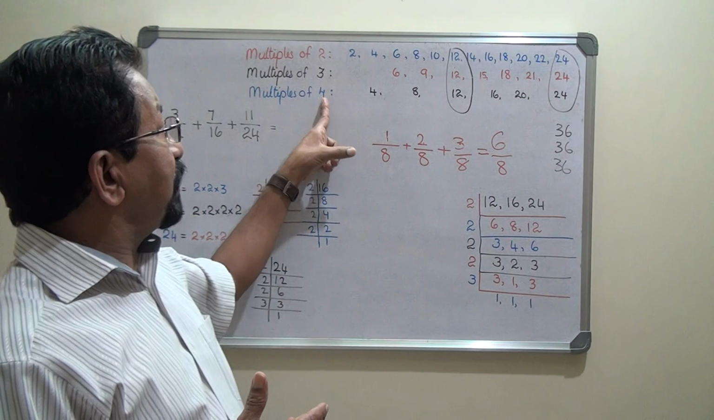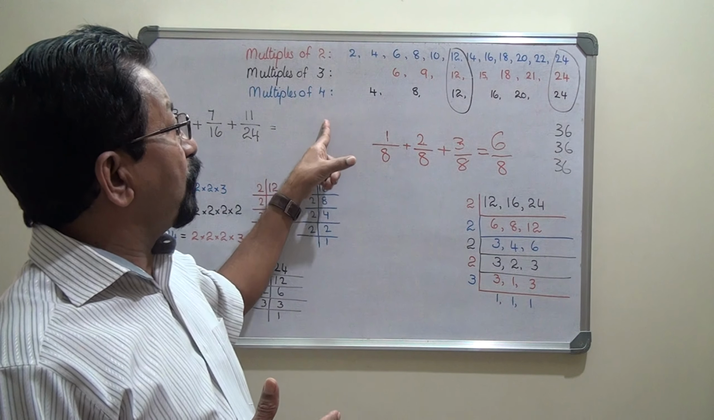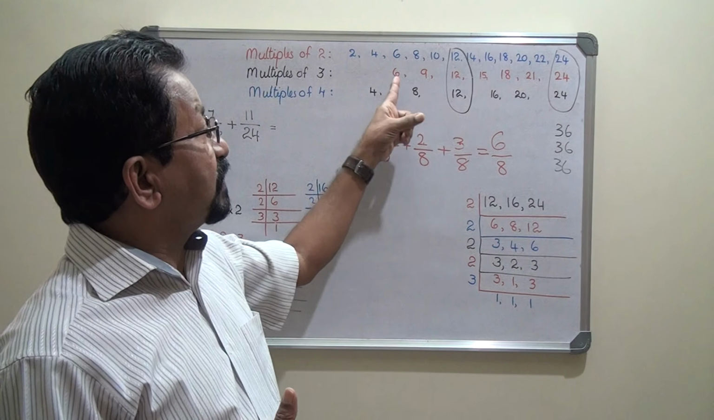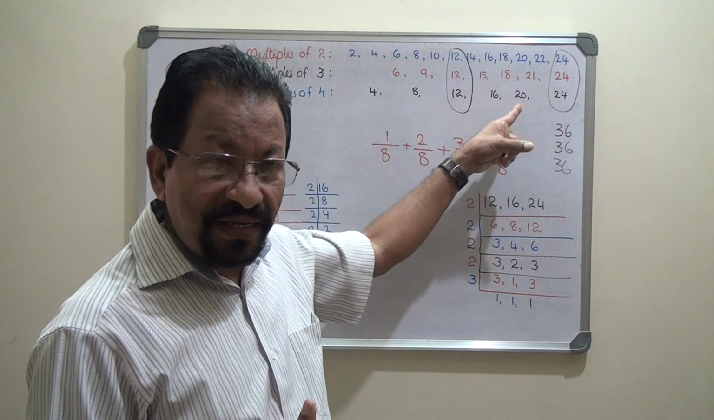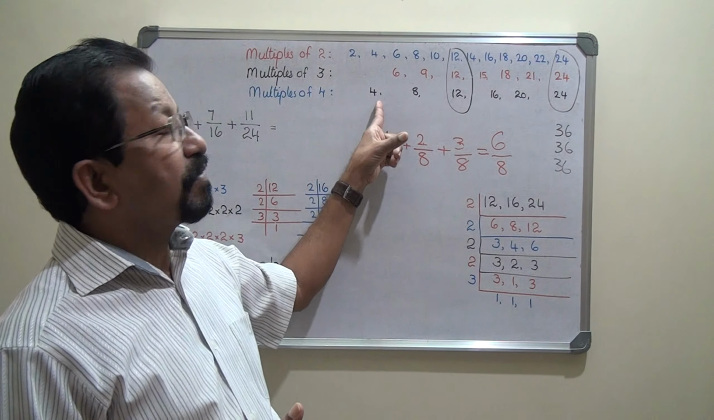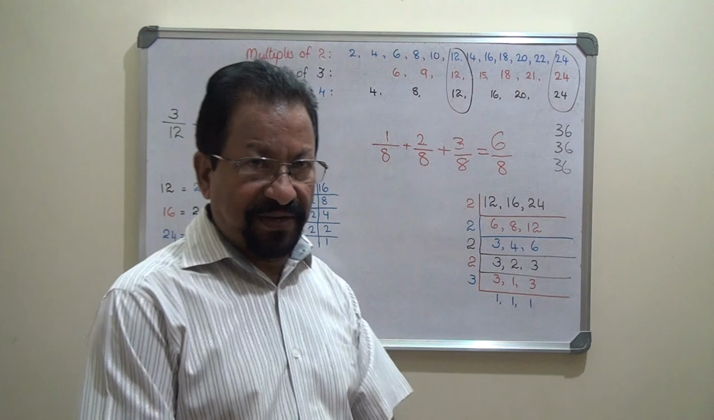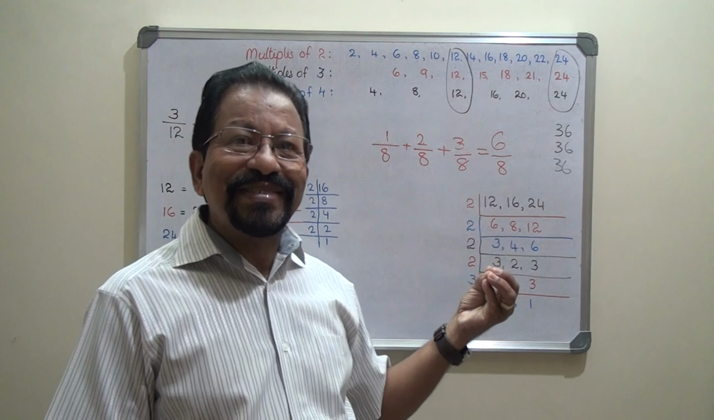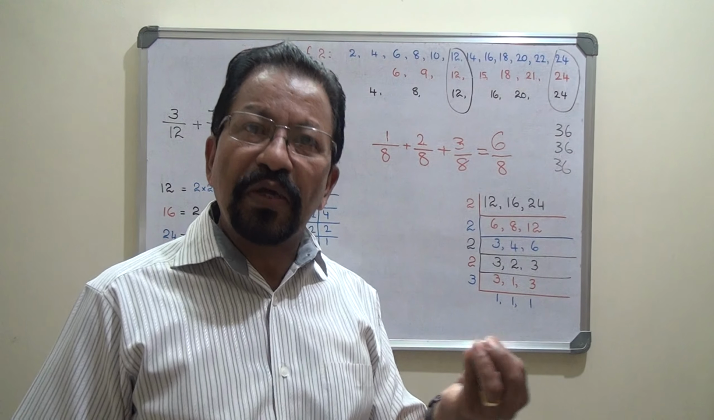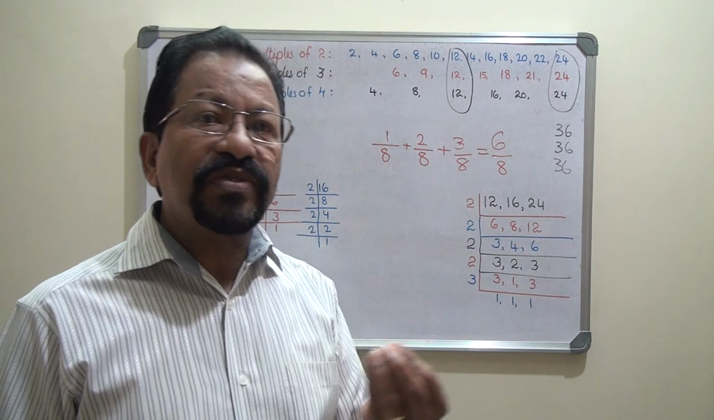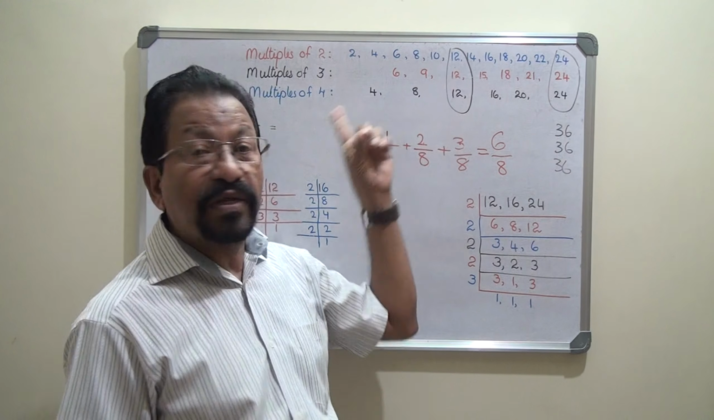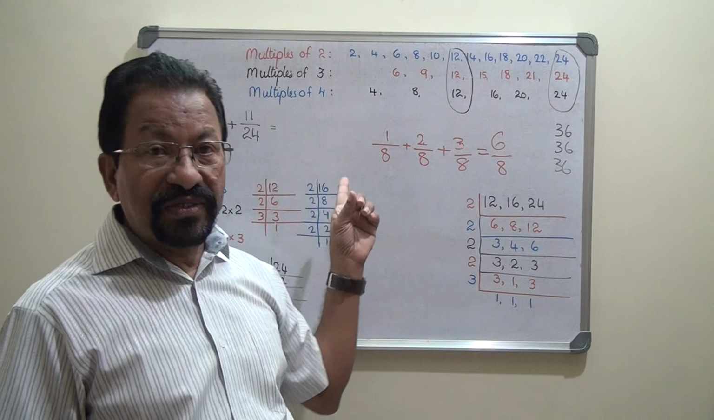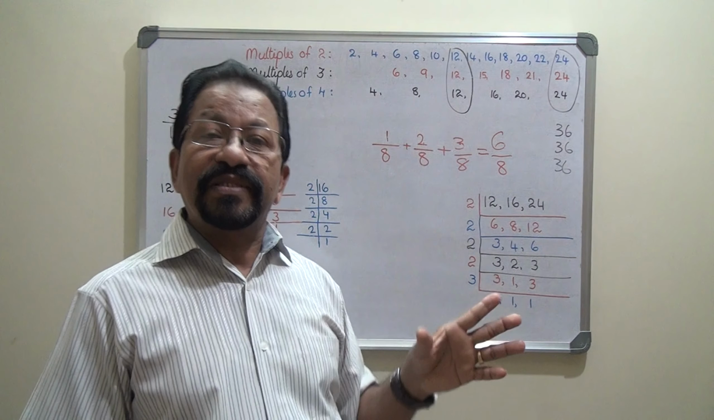Suppose we take another number also: 2, 3 and 4. Multiples of 2 are written here. Multiples of 3 are 3, 6, 9, 12, 15, 18, etc. And multiples of 4 are 4, 8, 12, 16, etc. Suppose I ask, 12 is a multiple of which number, 2, 3 or 4? You cannot say it is only for 2, only for 3, or only for 4, because it is common to all the 3 numbers. 12 is a multiple of all the 3 numbers.